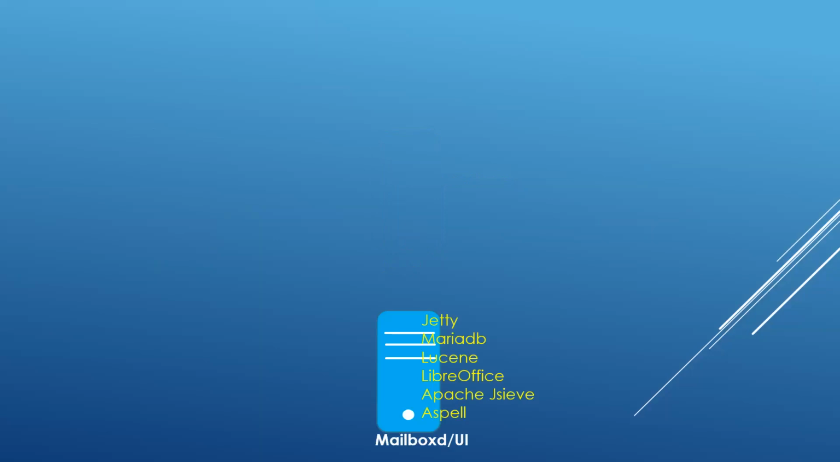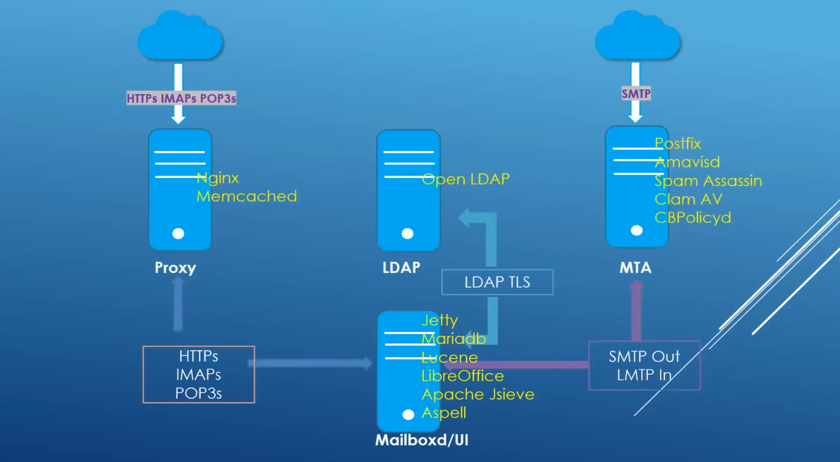Mailboxd. Mailboxd contains Jetty, MariaDB, Lucene, LibreOffice, Apache JSieve, Spell. Jetty serves the web application. MariaDB is a database. Lucene works as an indexing and search engine. LibreOffice is for the document viewer. Apache JSieve manages filters. Spell is a spell checker.